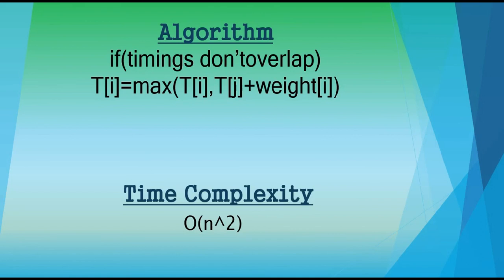So this is our algorithm. Here is our super duper condition. If timings don't overlap, then Ti, where T represents our solution array, is going to be max of Ti or Tj plus weight of I. The time complexity of this dynamic programming solution is going to be O(n) square.